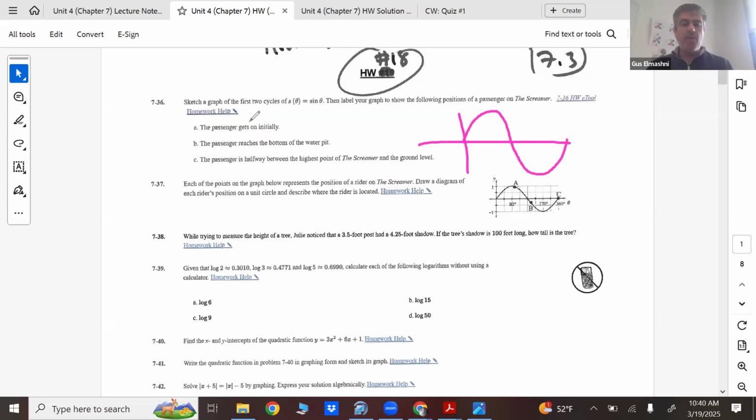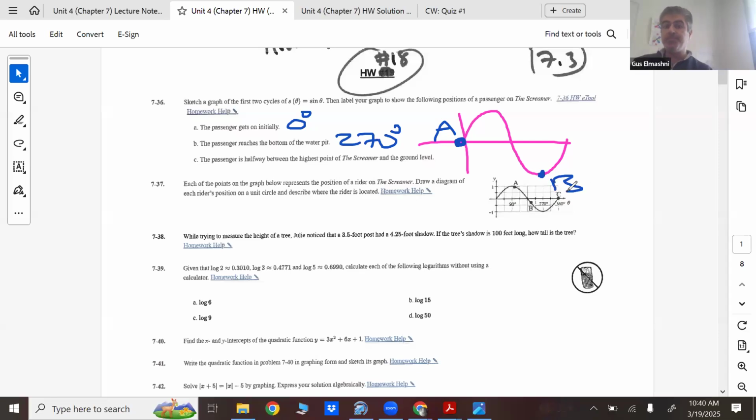If you graph a sine curve, when you initially get on the ride, you're getting on at 0 degrees, right? Oh, I went down first. Is that bad? Yeah, you've got to be going up and down. Because you're doing y equals sine x. So this is where you're getting on. So I put A over here. Then when you reach the bottom of the water pit, that'd be at 270 degrees. That'd be over here. How do you know that?